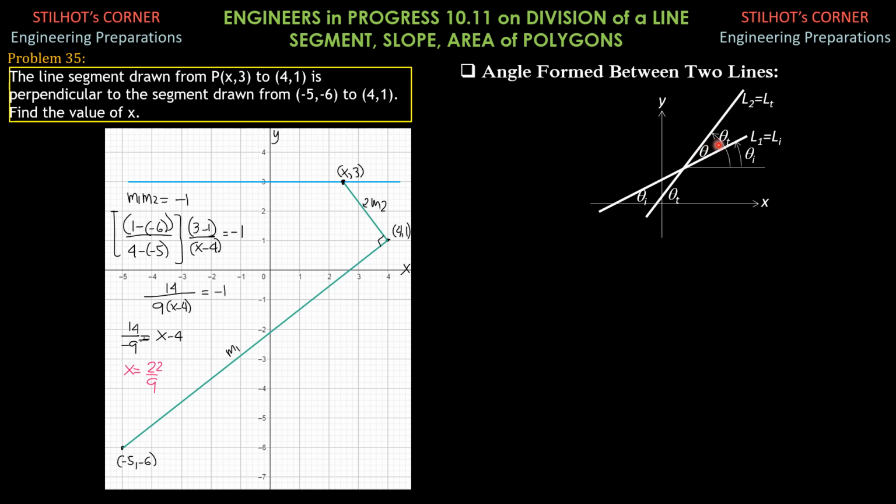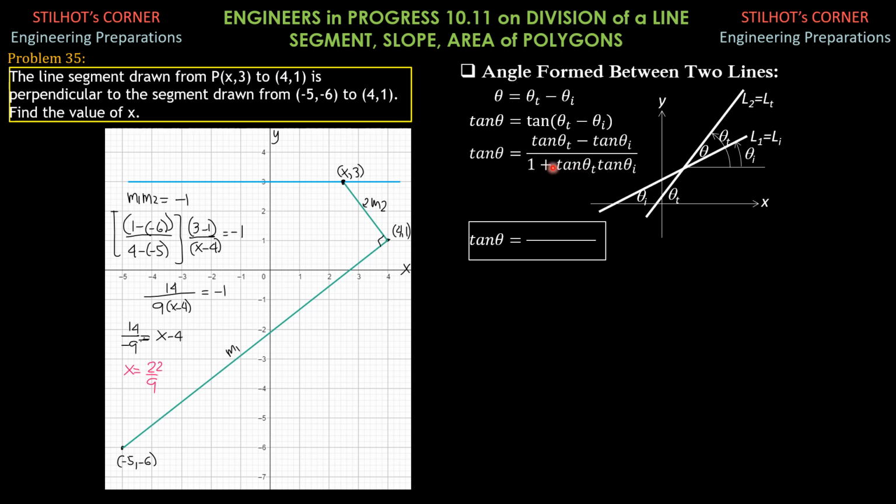Therefore, tangent of theta is tangent of quantity theta T minus theta I. From trigonometry, the expansion of this function is tangent of theta T minus tangent of theta I all over 1 plus tangent of theta T times tangent of theta I. So you also review trigonometry. I have a playlist in trigonometry also. Tangent of theta T is the slope of the terminal line, tangent of theta I the slope of the initial line. So tangent theta is the slope of the terminal line minus the slope of the initial line over 1 plus the product m T times m sub I. So this is the formula, but I suggest you do not memorize it.